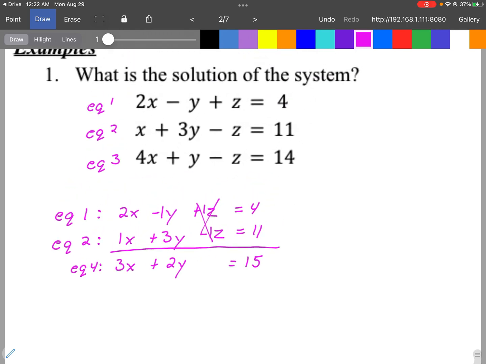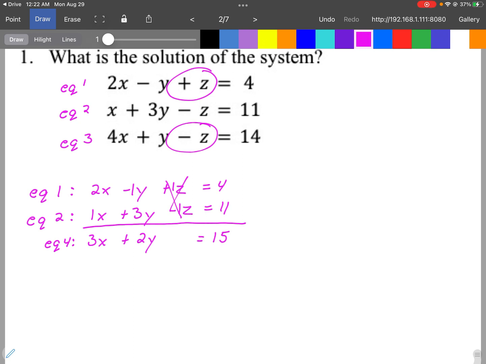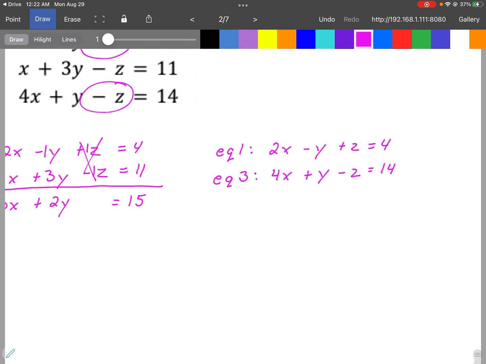All right, now going back to my originals. I can also take this positive z and this negative z, and they will cancel. So without having to change a thing, I'm going to take equation 1 just the way it is, 2x minus y plus z equals 4. And I'm going to take equation 3 just the way it is. I'm going to have 4x plus y minus z equals 14. And I'm going to combine those together.